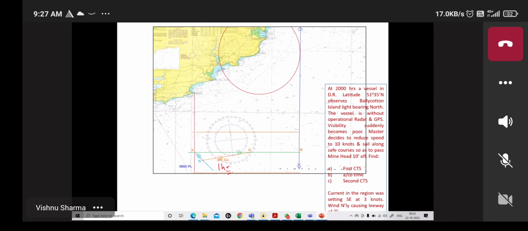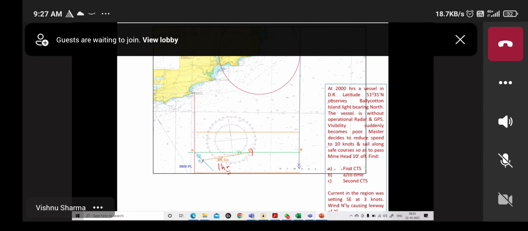From A, you draw the current. Point C, drift for 1 hour. Then this is the leeway track. And from C, you cut off the engine distance for 1 hour, and you complete this triangle. C to D becomes the effective course. Yes or no, guys?